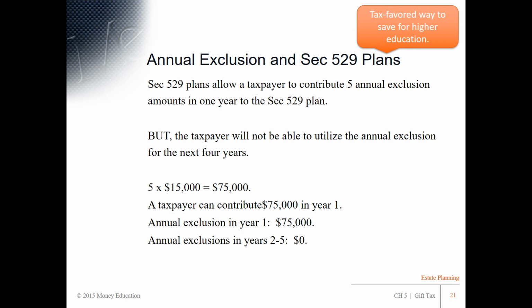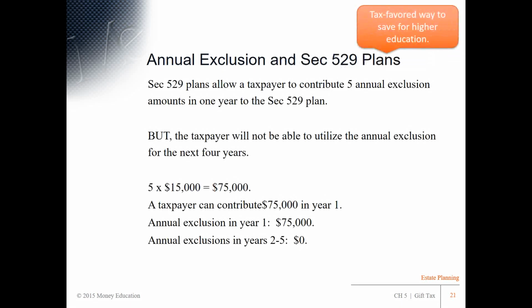So the annual exclusion will be $75,000 because it was given to a Section 529 plan. However, for years 2 through 5, this donor will not be allowed an annual exclusion for whoever the beneficiary is of that Section 529 plan. If they give gifts to other people, then those other people still will be eligible for the annual exclusion.